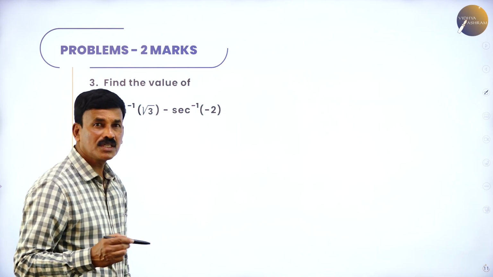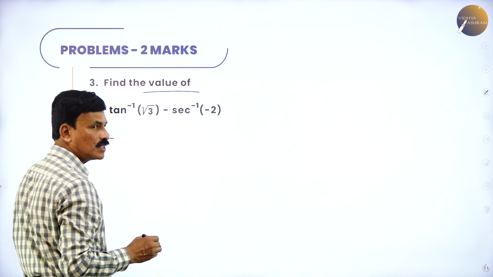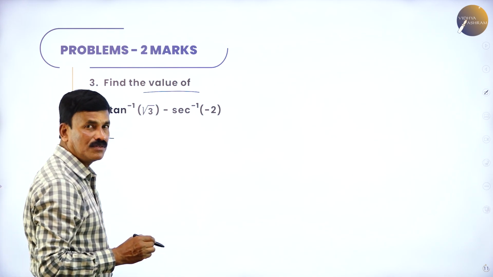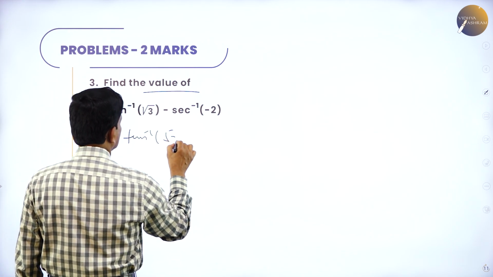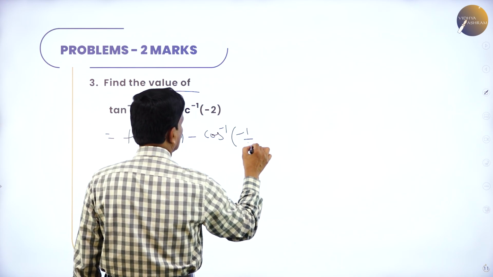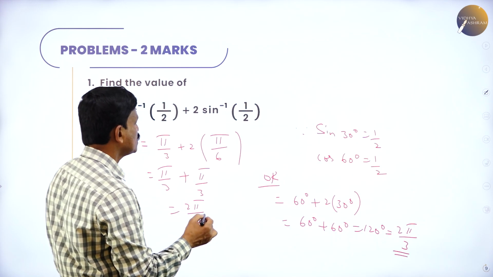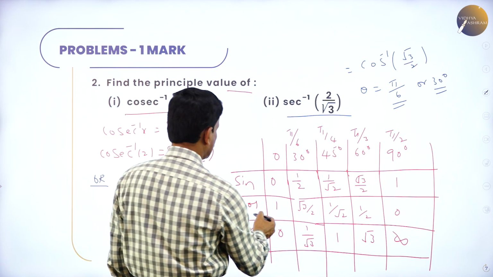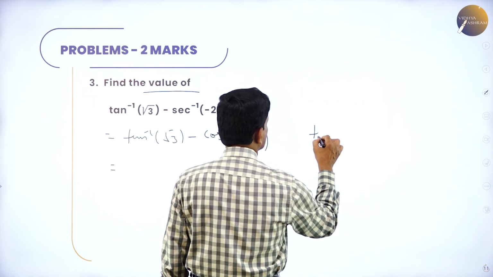Okay. Now, move on to the next problem. Find the value of tan inverse root 3 minus, this can also be written as cos inverse minus 1 by 2. So, what is the value of tan inverse root 3? Tan of 60 degrees.